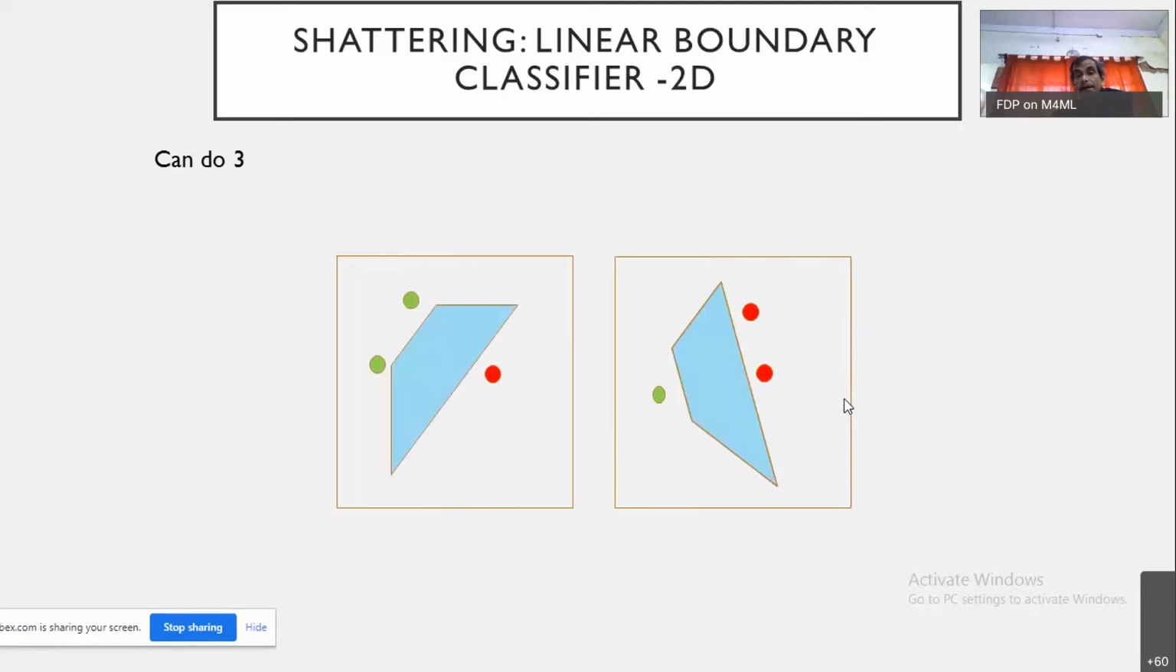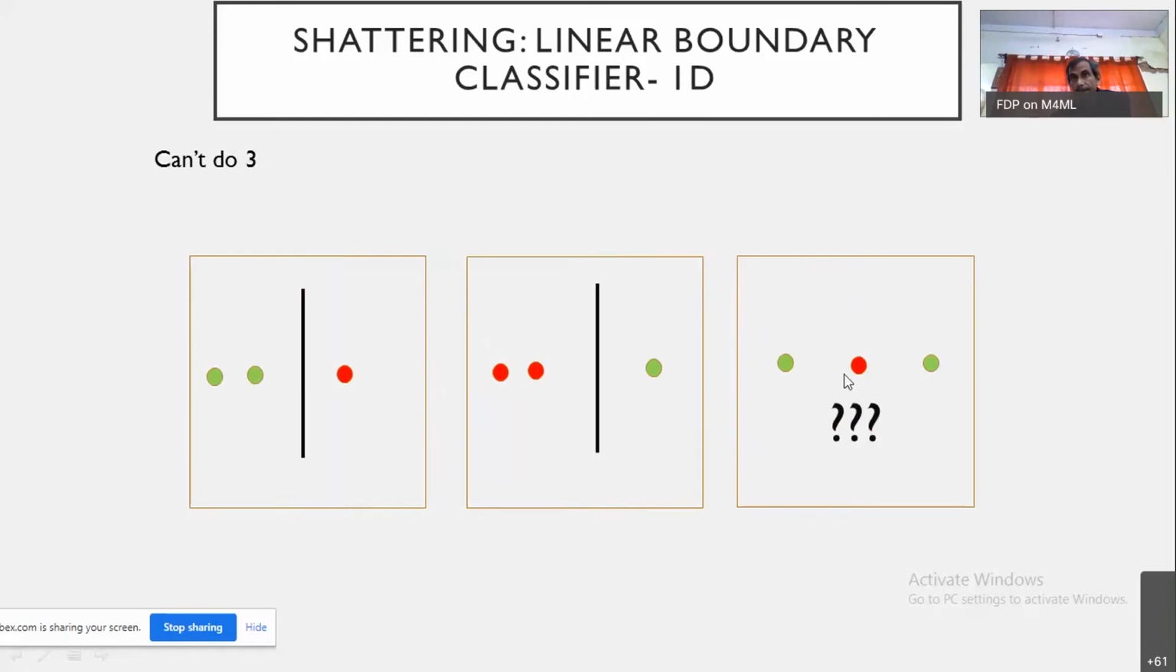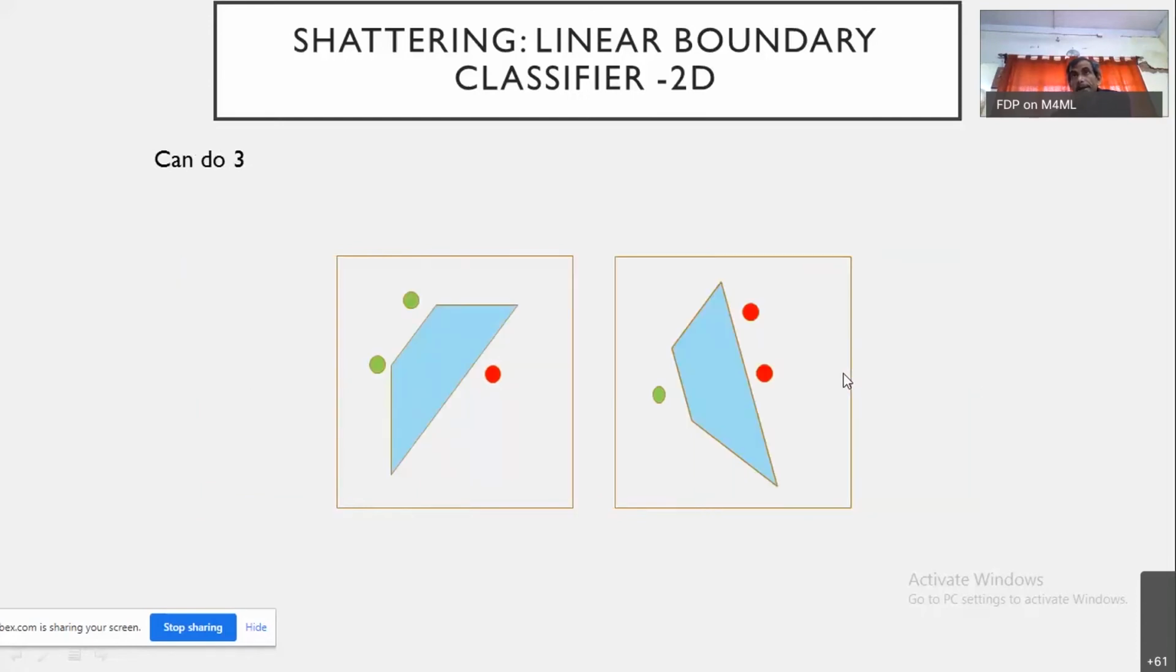But maybe I can do that using a plane. Just by using one line, I cannot shatter them, but maybe I can do that using a plane. So using a plane, I can shatter 3 points. All possible ways I can do it.